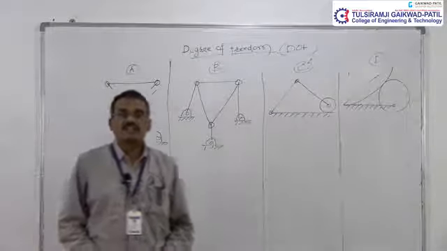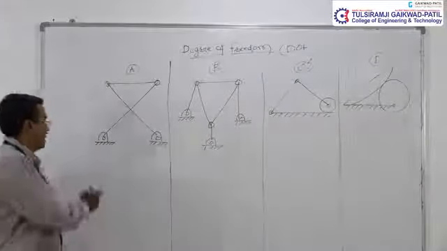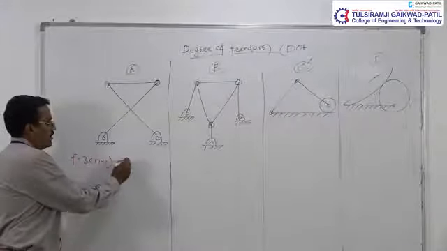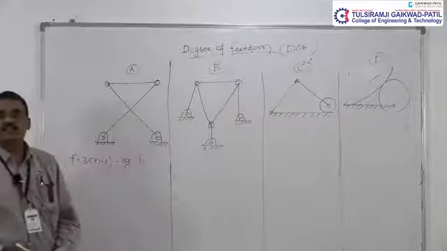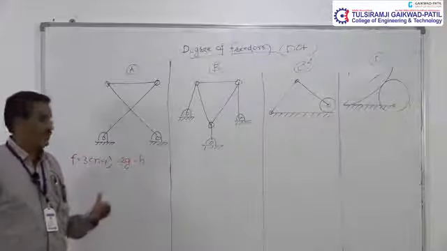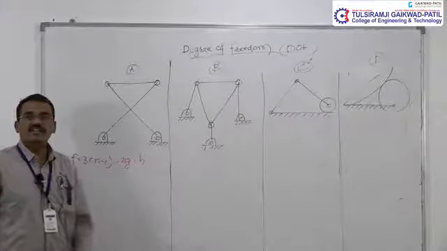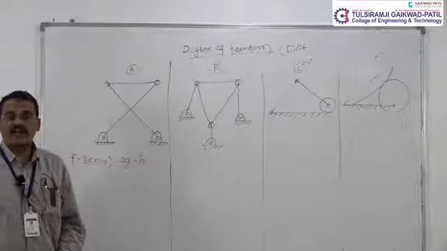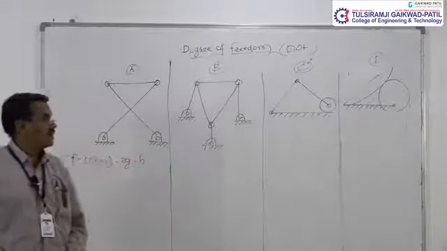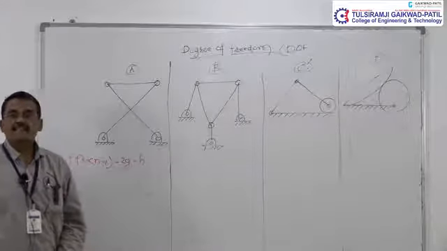But in the last lecture, we calculated the degrees of freedom considering the equation F is equal to 3(n minus 1) minus 2g minus h. This is the equation by which we can calculate the degrees of freedom, where F is the mobility or the degrees of freedom, n is the number of links in the mechanism, g is the number of lower pairs in the mechanism, and h is the number of higher pairs in the mechanism. Now in this particular session we have four different types of numericals, numerical A, B, C and D.